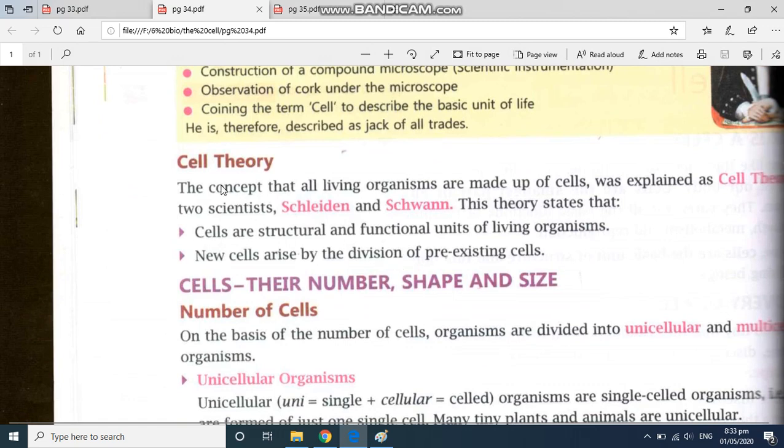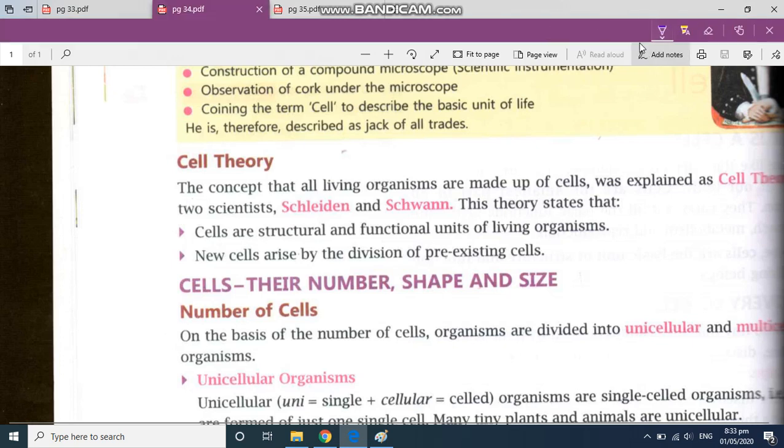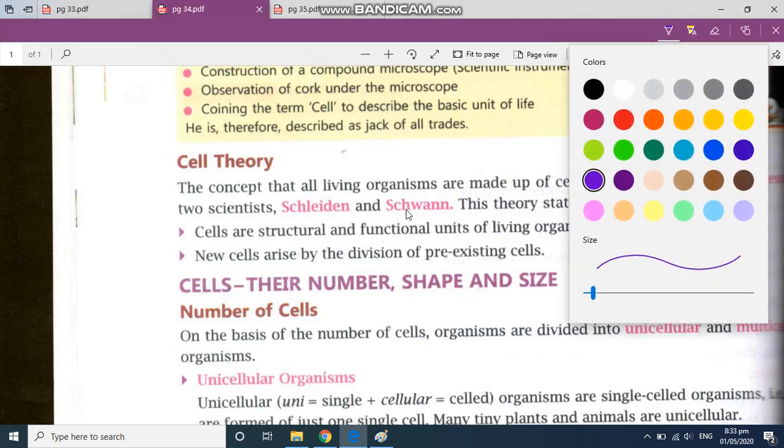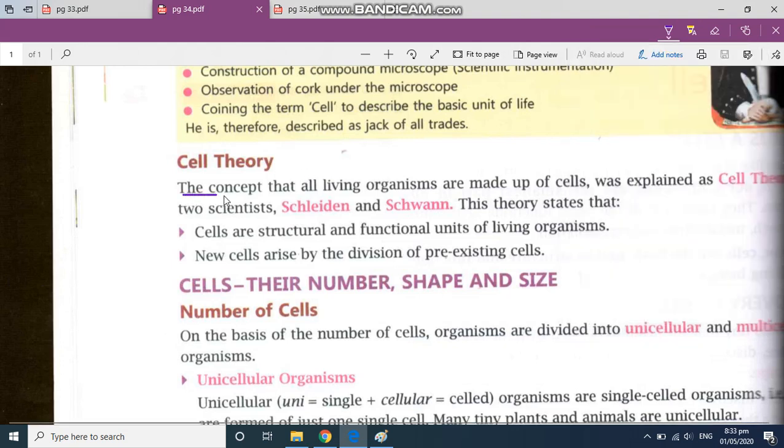Now what is the cell theory? The concept that all living organisms are made up of cells was explained as cell theory. And who explained it? You can underline this. The concept that all living organisms are made up of cells is termed as cell theory. And there were two scientists, Schleiden and Schwann.